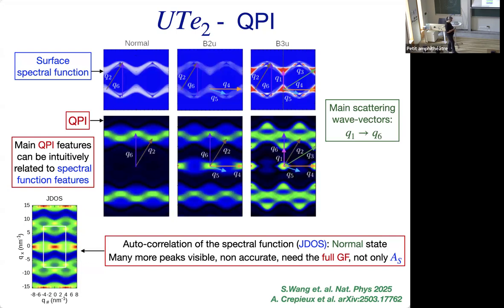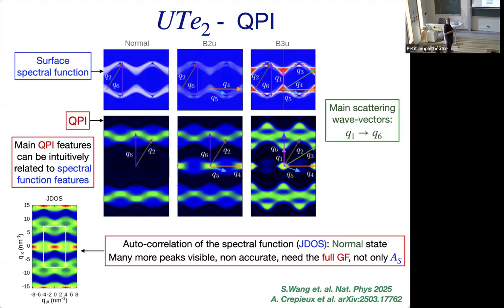Now here you can see that this region is missing. You have Q2 and Q6 for the normal state. But you see now that even if you start from the same type of spectral function, B2U and B3U are going to give you different QPIs. B2U is going to have a very small intensity, but you can still calculate the QPI even if the intensity is not too large. You have Q2 and Q6, the same wave vectors as in the normal state, but you get some extra intensity here. You have Q4 and Q5, which correspond to different types of couplings. This is Q4 and this is Q5. So you have a different QPI for B2U.